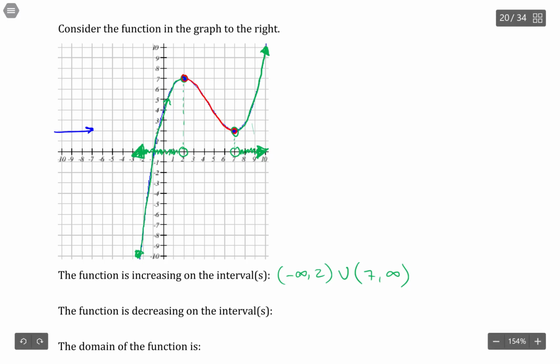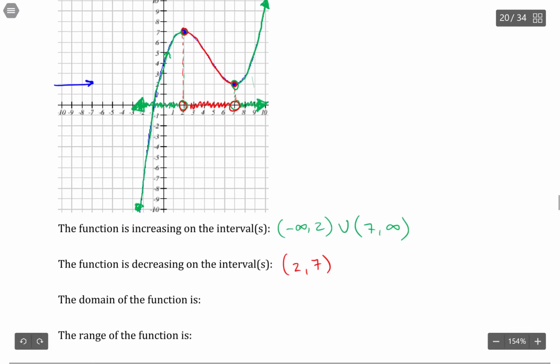The decreasing intervals are all the values within the range where the y values are going down in value. So the x intervals are starting here at 2 and ending here at 7. And all of these points in between have y values that are decreasing in value. So that set is from 2 to 7.